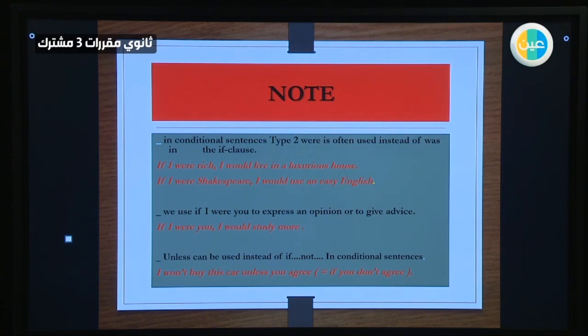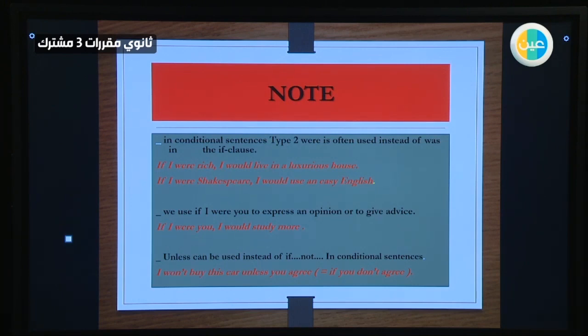Note, in a conditional sentence type 2, okay, type 2 means when you talk about something unreal or imaginary or impossible or difficult to happen. I'm going to use what? Important thing here, were. Were is often used more than was in the if clause, even if it's singular. Even if you talk about singular. If I were, not was. If I were rich, because just I imagine. If I were rich, what can I do? I would live in a lecturer's house, okay?